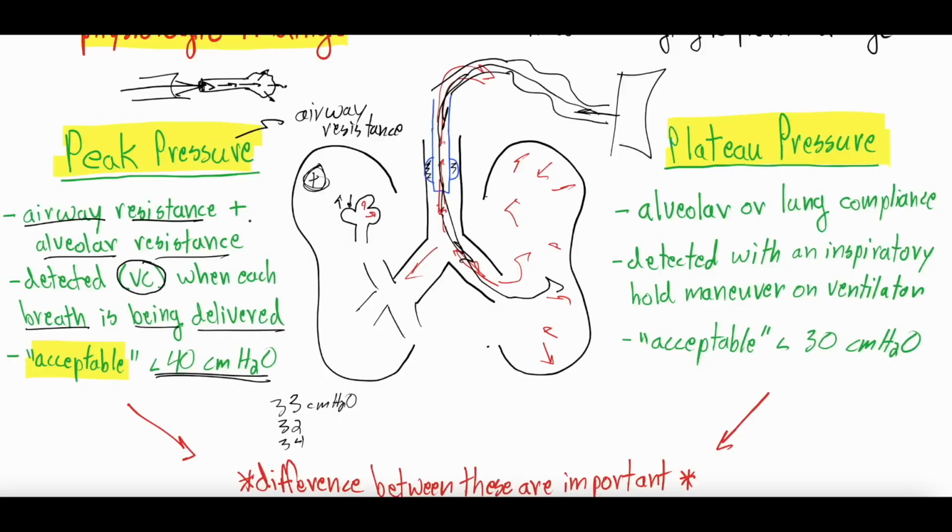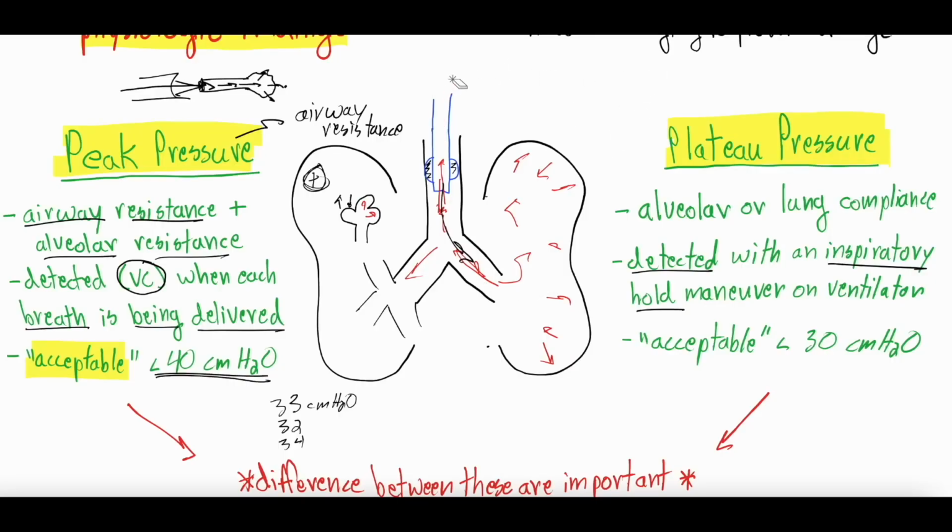This is in contrast to the plateau pressure. The plateau pressure is detected with what we call an inspiratory hold maneuver. So essentially what we're doing is we are pushing a breath in, and then we are pausing the ventilator. We're not letting any air out of the ventilator, and we're not letting any more air go back into the lungs. So I'm going to erase all this, and we can see if we can draw it.